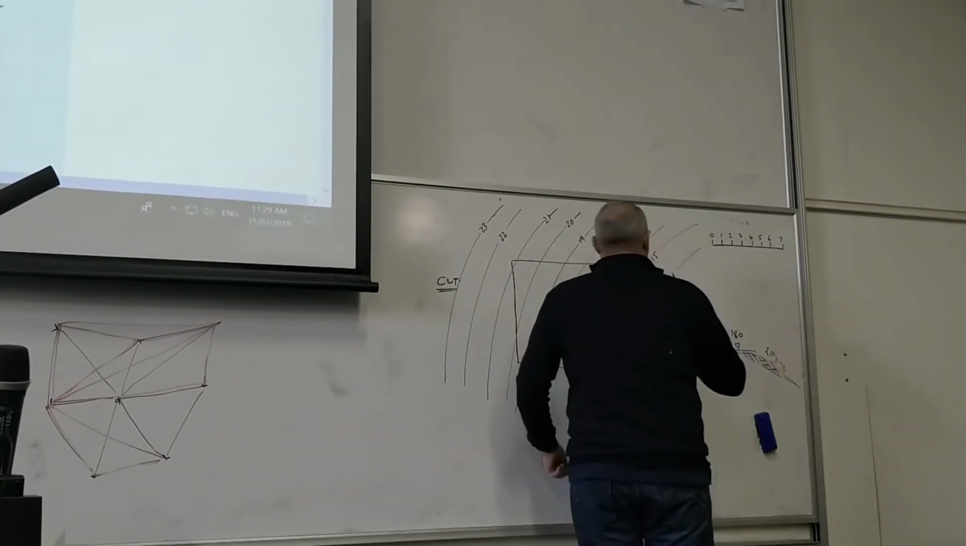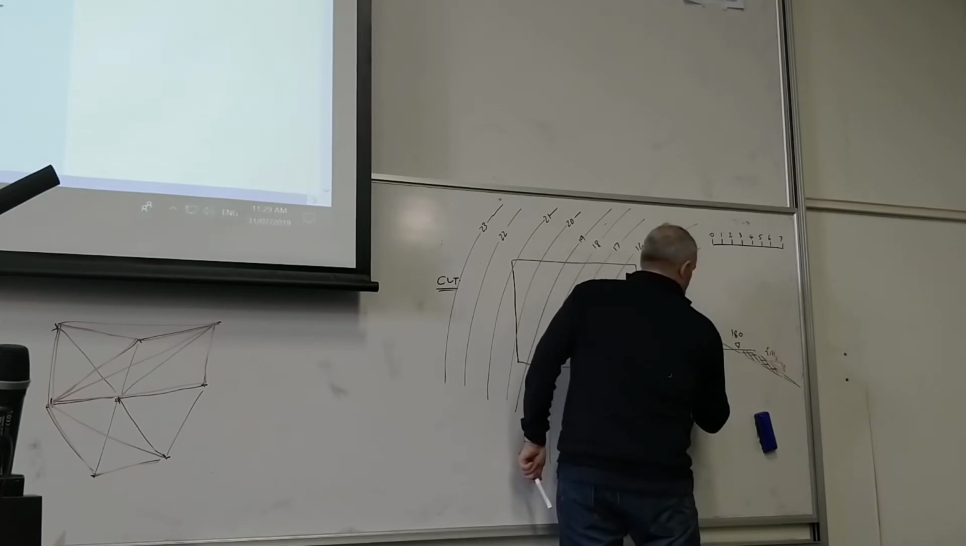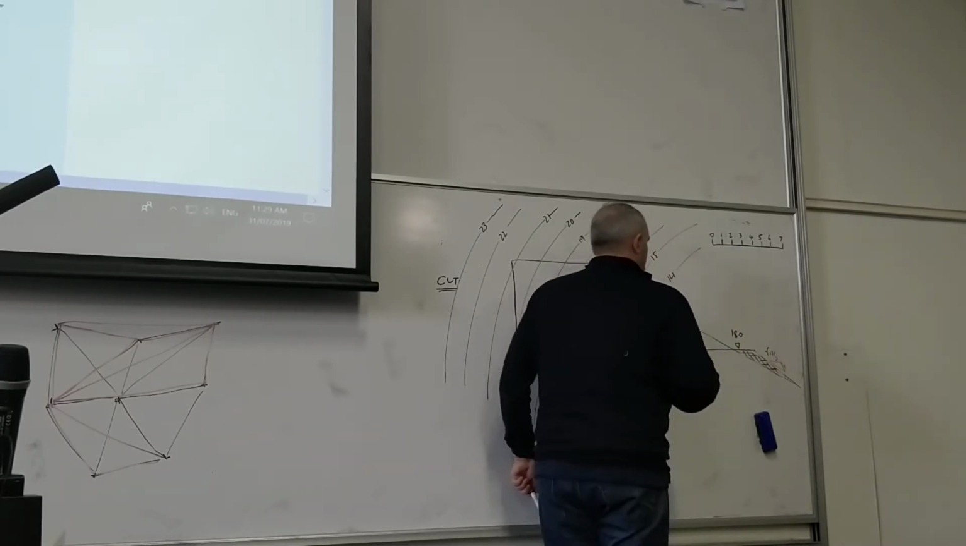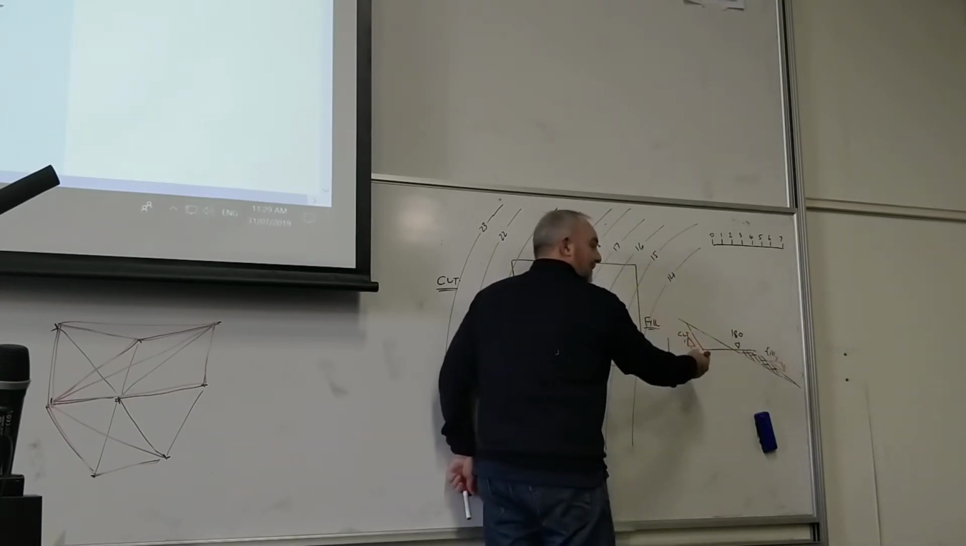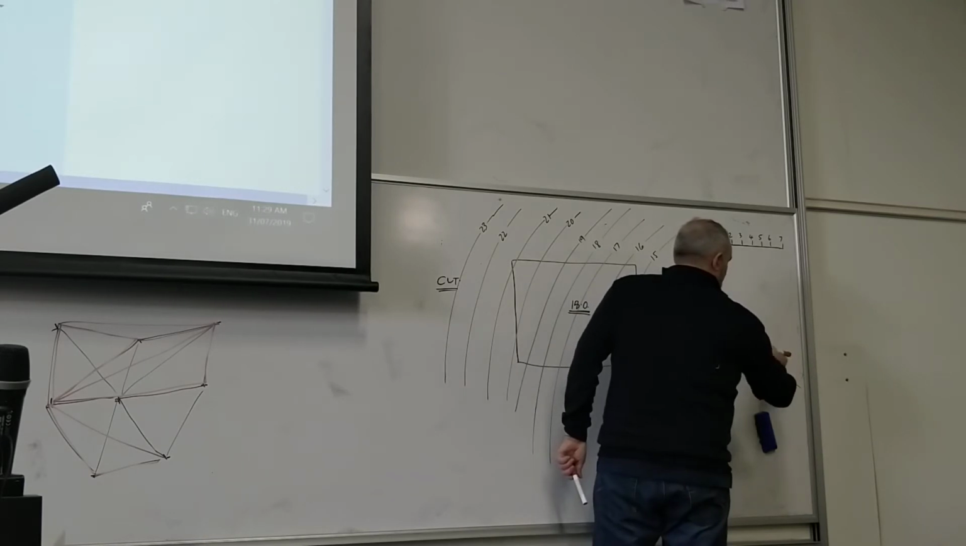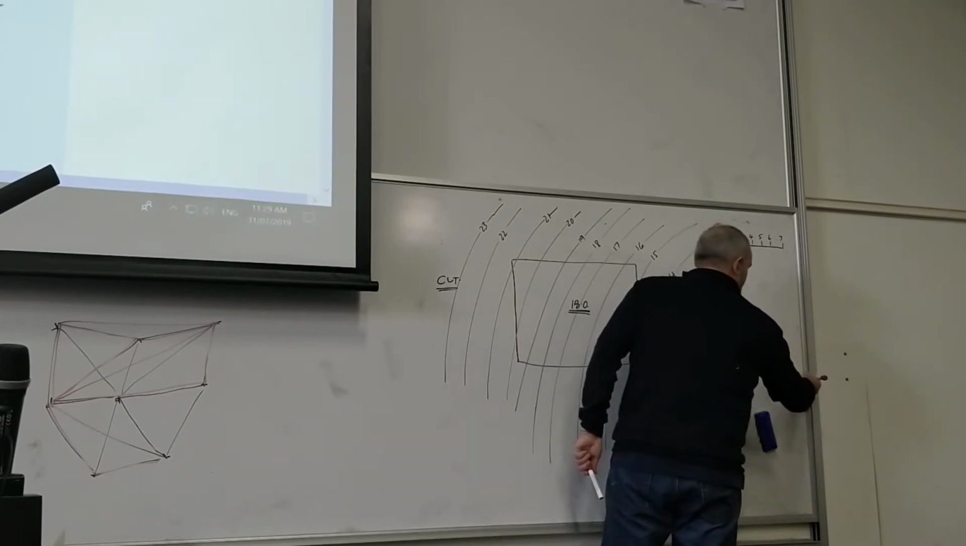Well, it's not that hard to figure out. Every time we go along one, we go up one, and so on. So if we went along 2, we'd go up 2. If we went along 3, we'd go up 3, and so on. On this side, every time we go along 2, we go down 1. So that means if we go along 4, we go down 2.